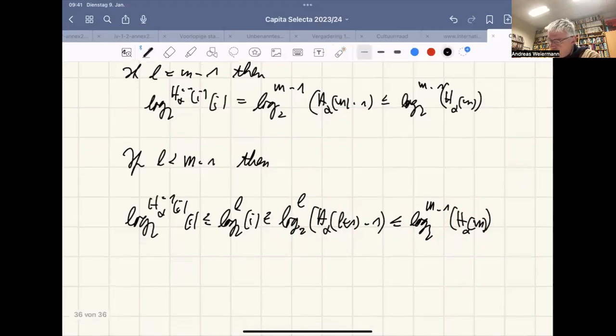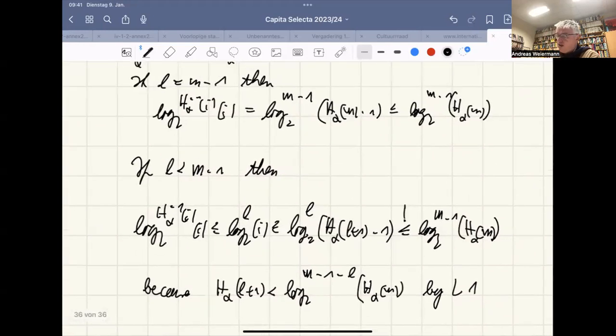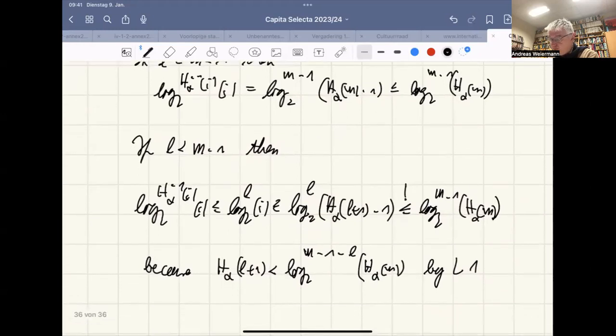Namely, we have this is true because we have what? h alpha of L plus 1 is bounded by log 2 to the m minus 1 minus L of h alpha of m by lemma 1. Because h alpha of m is at least as big as 2 to the h alpha of m minus 1, at least as big as 2 to the 2 of h alpha of m minus 2, etc., until we hit this number. Since alpha is at least as big as omega to the omega.